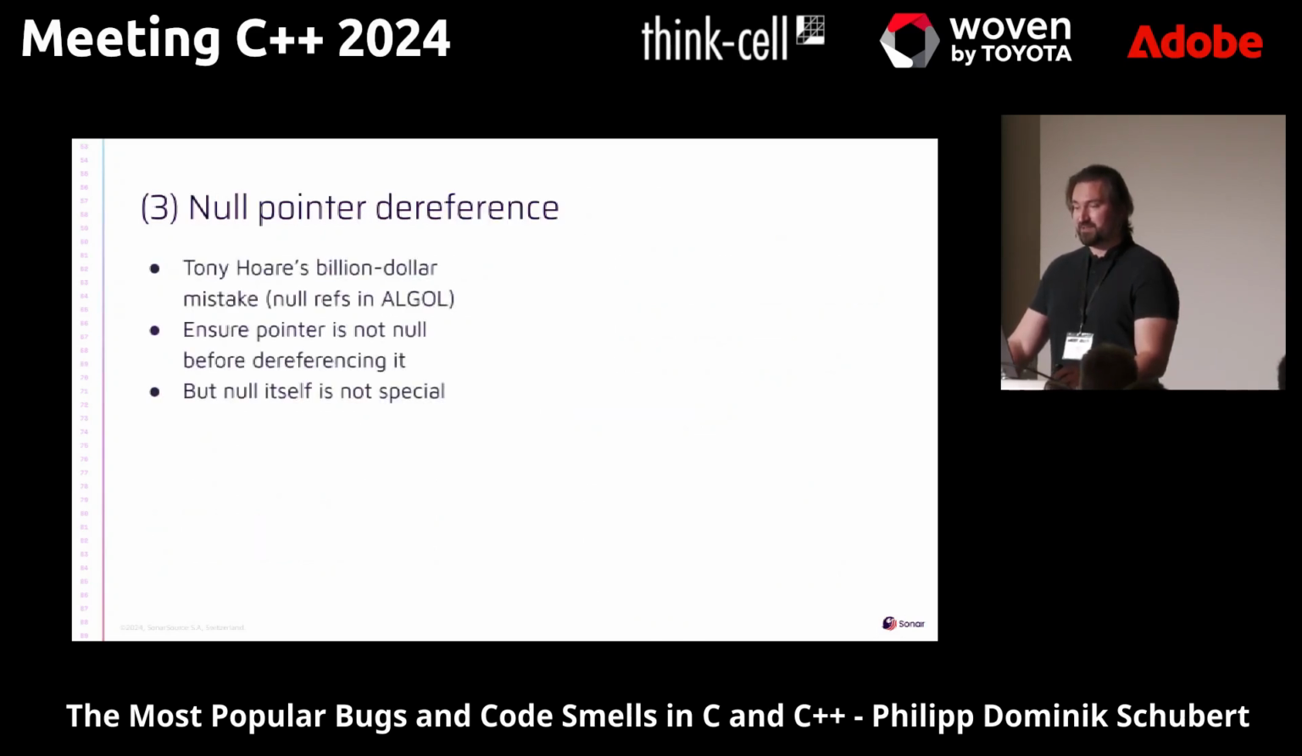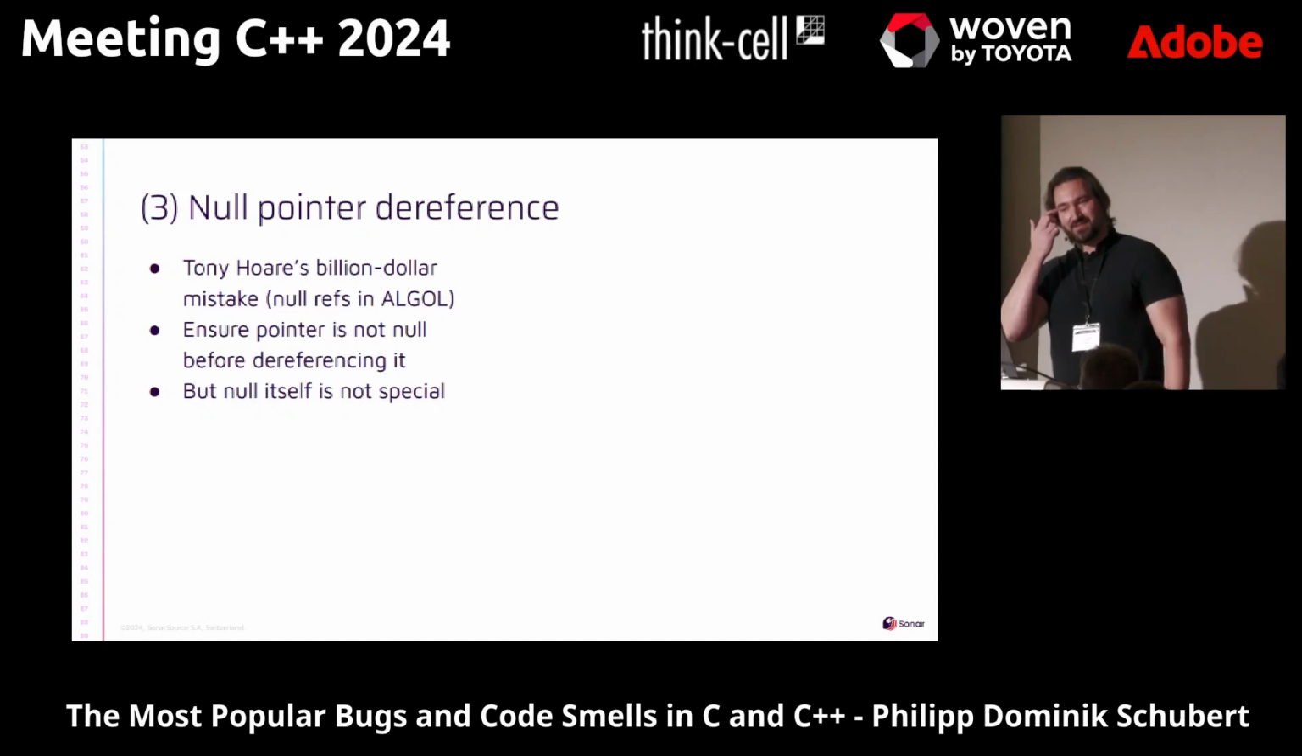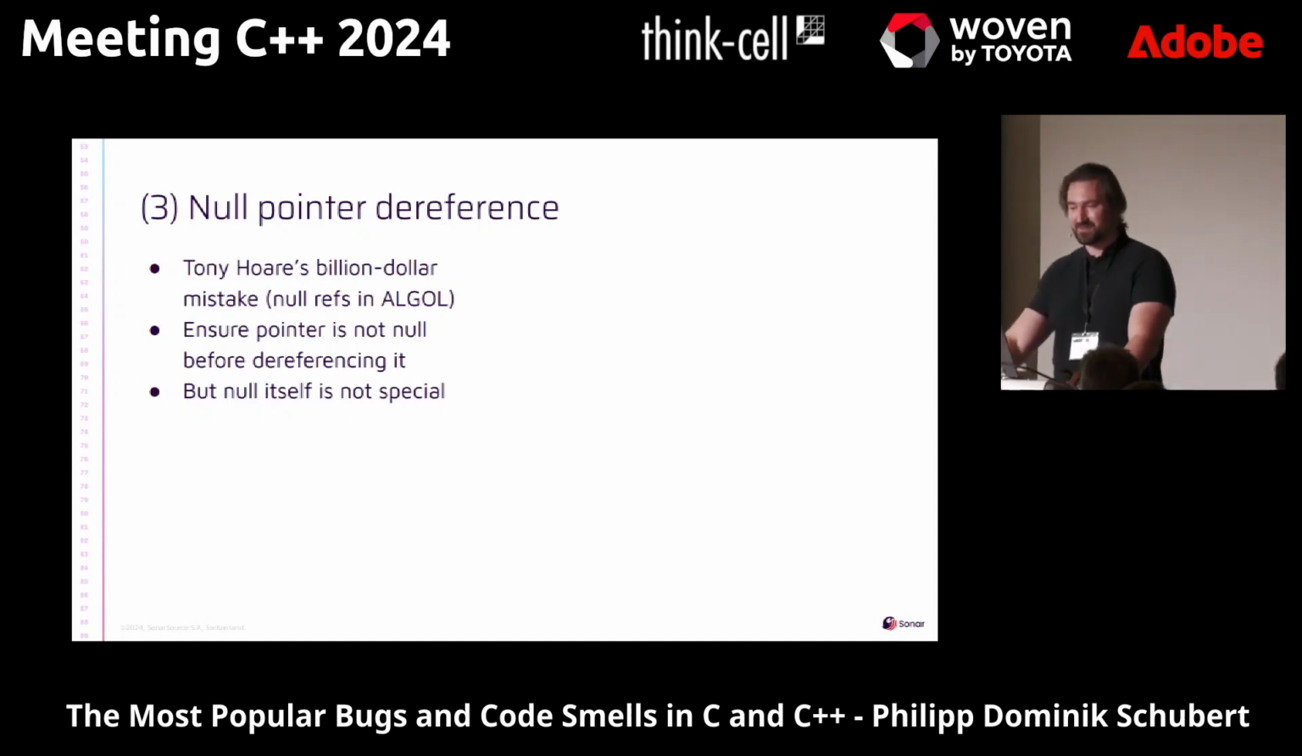Well, null pointer dereference, it's famous. It's like Tony Hoare's $1 billion mistake. He mentioned that in one of his talks. Who's that guy? It's a famous computer scientist. He won the Turing Award, and he introduced null references in Algol in the development of that language.